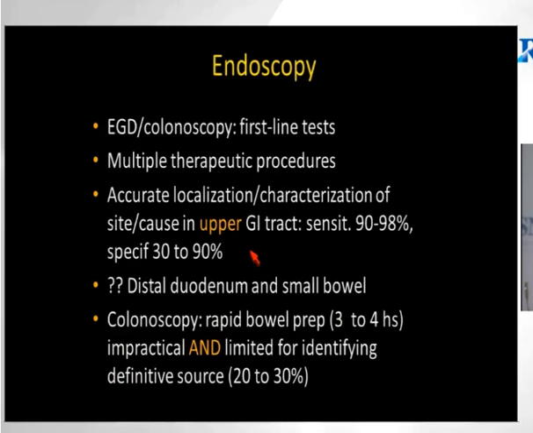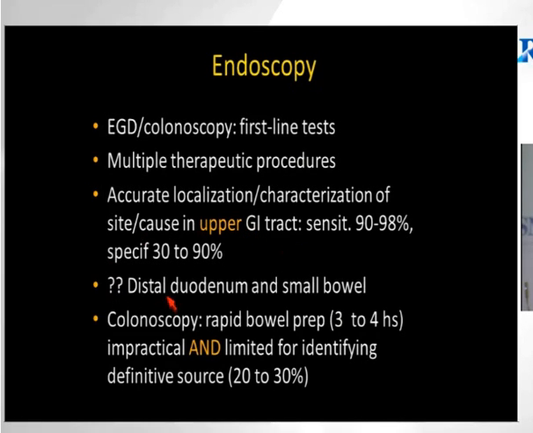Endoscopy has been the first-line test, especially upper endoscopy in upper bleeders. Colonoscopy has some limitations that I will emphasize. The main advantage of endoscopy, of course, is that it can be used to treat patients, again, especially in upper bleeders with variceal bleedings, for example. It localizes accurately the site of the bleed, characterizes the site and the cause in upper GI tract bleeds in up to about 90 to 95% of the patients.